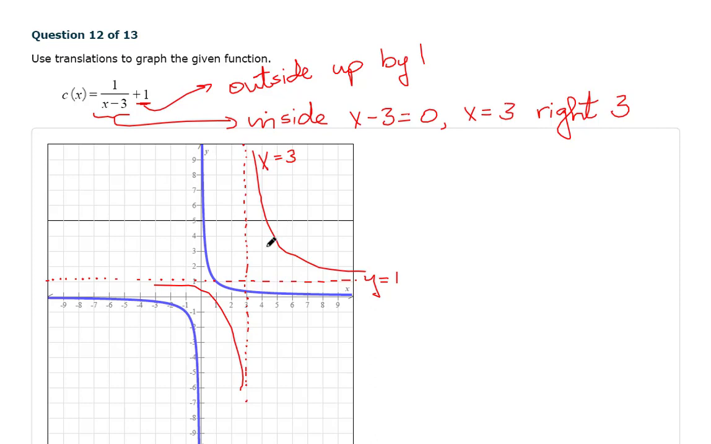What else? Well, let's see. It used to be leveling off to y equals 0 on two sides. But since it's moved up by 1, it's now going to be leveling off on both sides to y is equal to 1. So knowing just a few basic shapes, it's easy to shift it around.